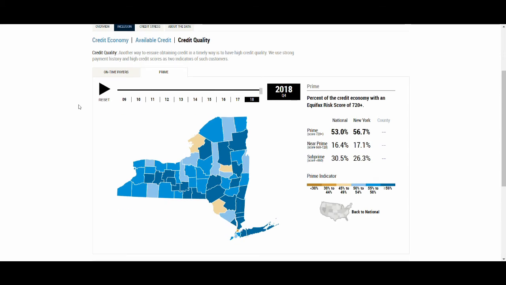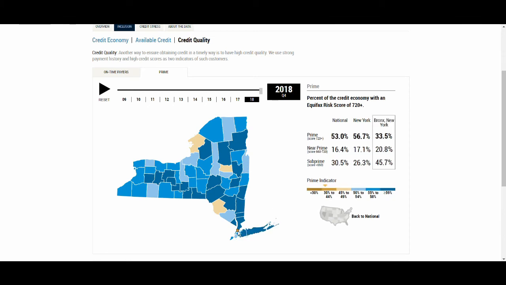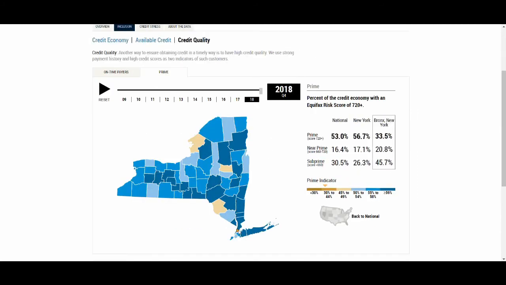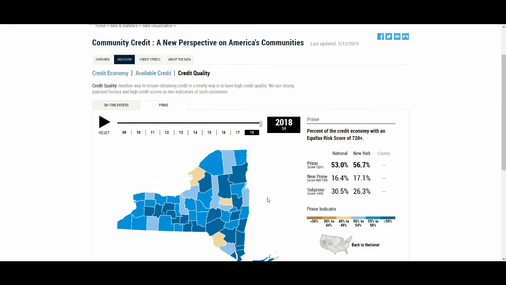So we can see this based on prime rates as well. And you can see that again for the Bronx, the subprime rates are very high as far as the percent of the credit economy with an Equifax score of 720 plus. That would make you prime, and that's only 33% of the Bronx compared to 45% of the Bronx that's under 660. I bring this up to point out that credit quality is also really correlated with geography in the sense that we are a very segregated city and country and even state to some extent. And that means that there are places where poverty concentrates, and the Bronx is one of those places for sure. Let's look at credit stress.